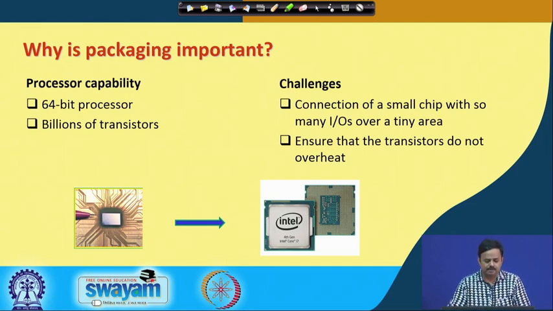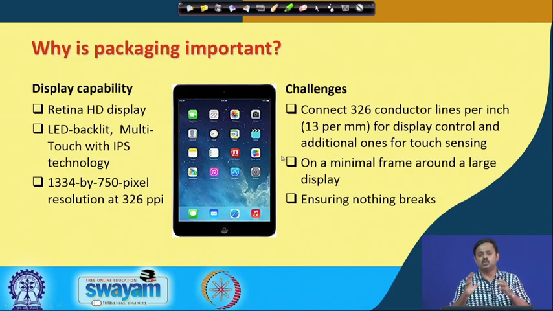Second, this is the processor, so to make the maximum use of the processor capability. Display capability. Yes, we have display technologies that have really gone in leaps and bounds over the last few years. We have Retina HD display, we have LED backlit display with multi-touch sensing with IPS technology. We have really high definition displays these days, 1334 by 750 pixels. Now I think it is even more.